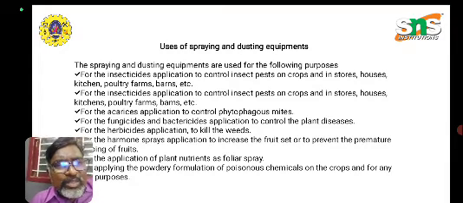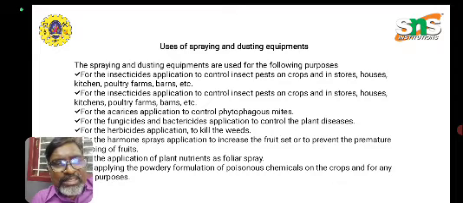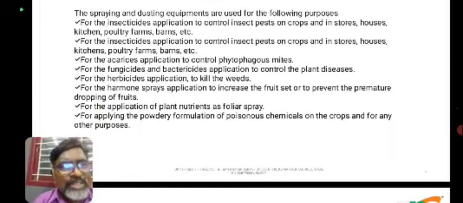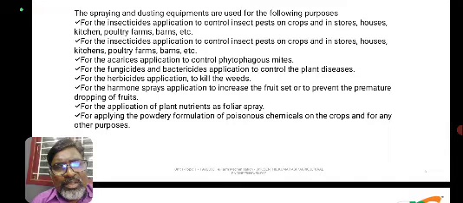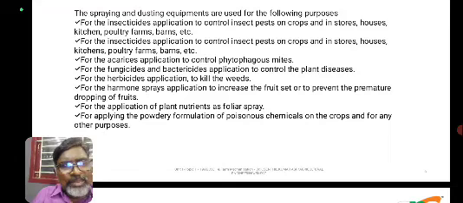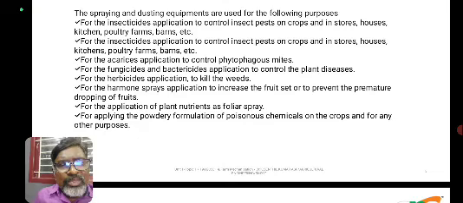Now, the uses of spraying and dusting equipment in general. Spraying and dusting equipment are used for the following purposes: for insecticide application to control insects on crops and in stores, houses, kitchens, poultry farms, barns, etc.; for acaricide application to control phytophagous mites; for fungicide and bactericide application to control plant diseases; and for herbicide application to help kill weeds.